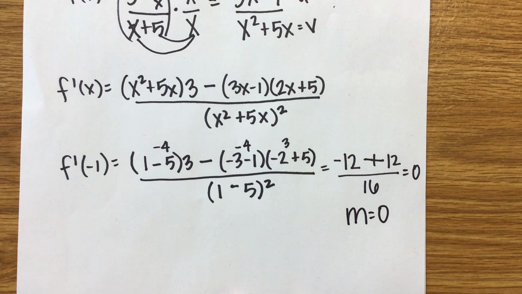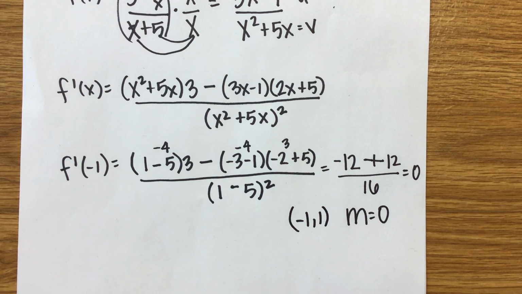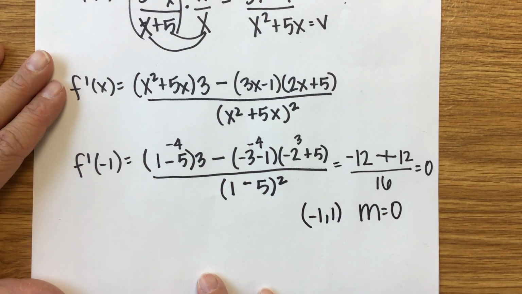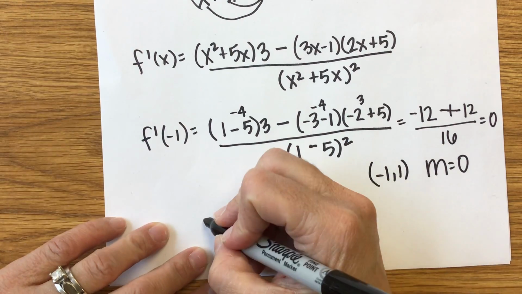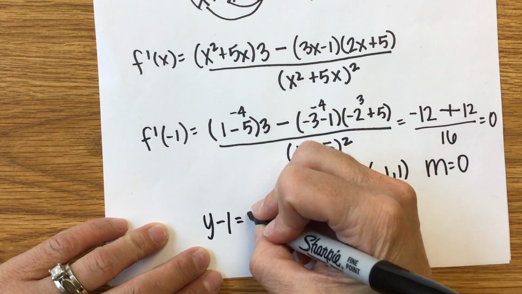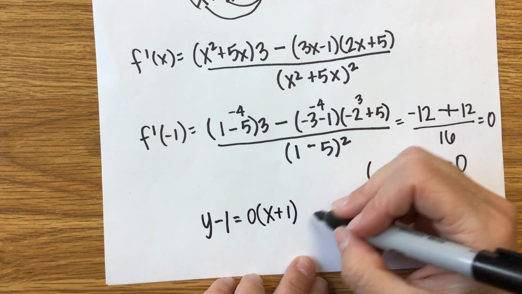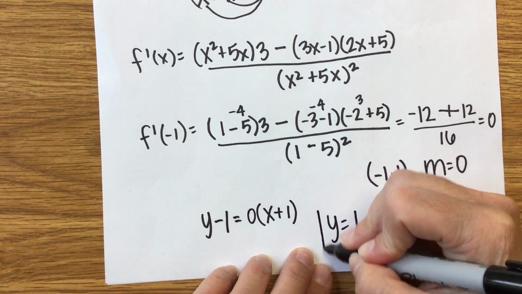So now I have a point. My point is negative 1, 1. I have a slope, so I'm going to use point-slope form to write my equation of a tangent line. Y minus the y coordinate equals 0, x minus the x coordinate, and I end up with y equals 1.